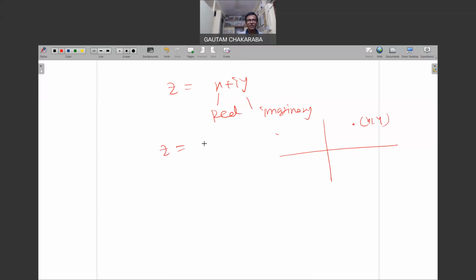And if given z equal to minus x plus iy, this lies in the second quadrant, minus plus. And this is the Argand plane. If z is equal to minus x minus iy, that is minus x minus y, that lies in the third quadrant. And z is equal to x minus iy, so this lies in the fourth quadrant.